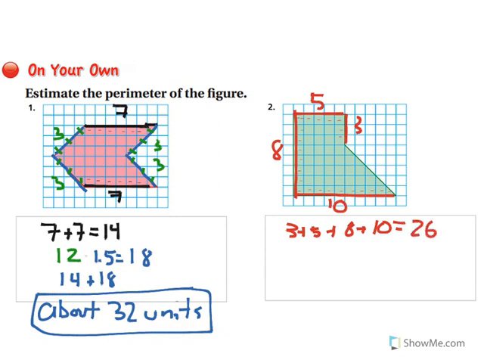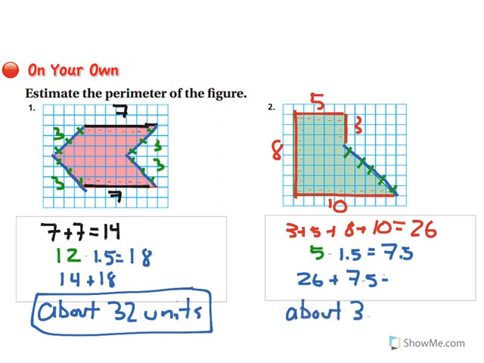And then I have my one diagonal going across here. So I have 1, 2, 3, 4, 5. And 5 times the 1.5 gets me about 7.5. So 26 plus 7.5 is about 33.5 units. Oops.